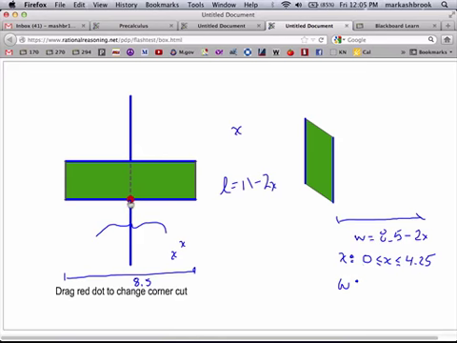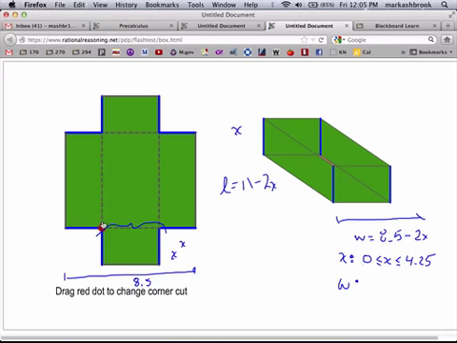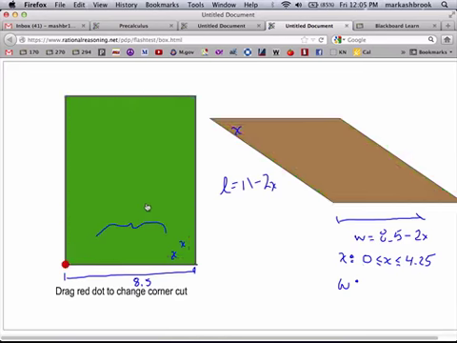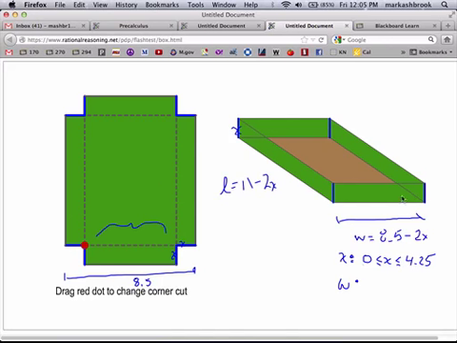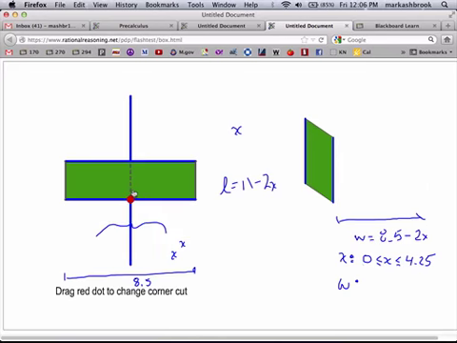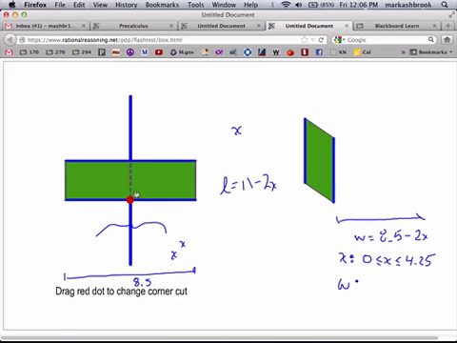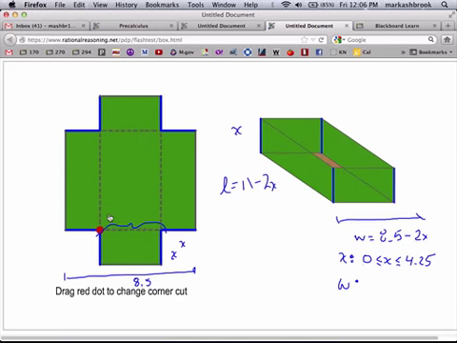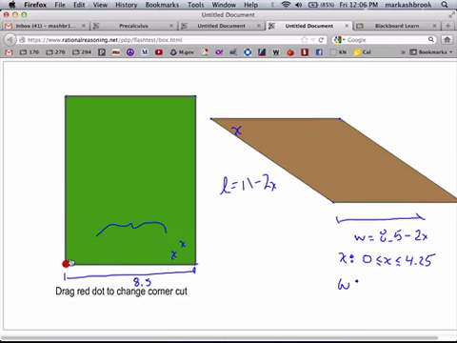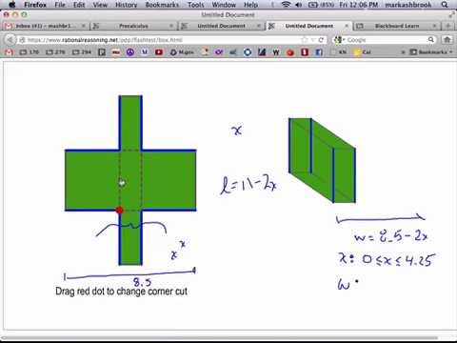So what's the lowest width? Look over here, this is the width, right? What's the lowest possible width that we could get? And that corresponds to x as what? Which x value gives us the lowest width? Does x equals 0 give us the lowest width? Here's x equals 0. What's the width? The width is 8.5.